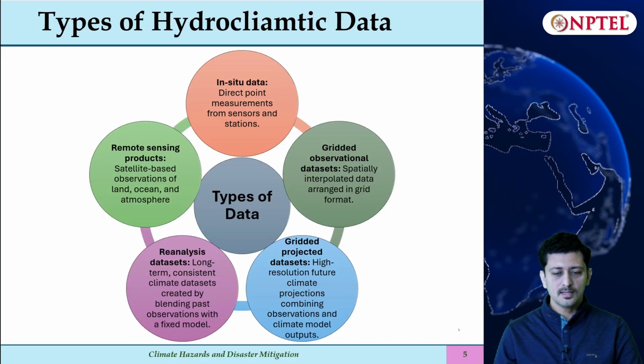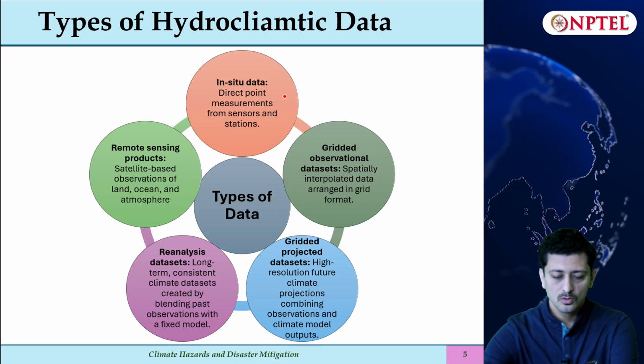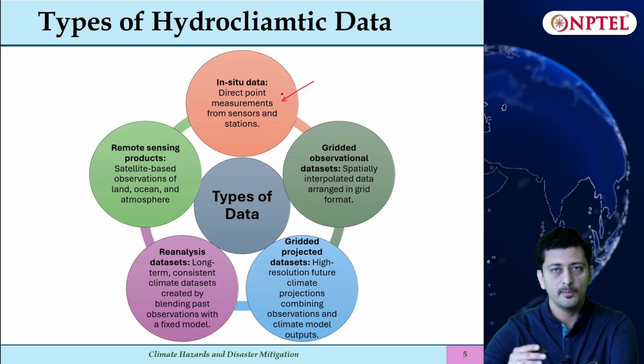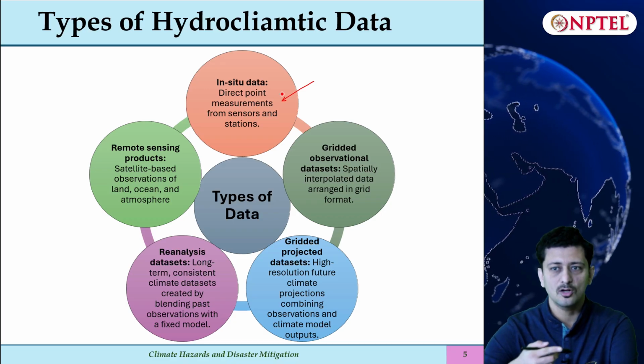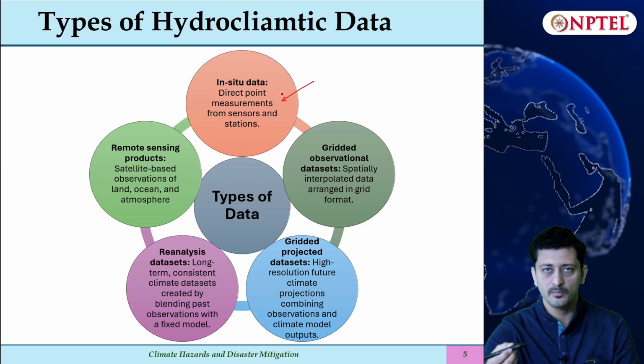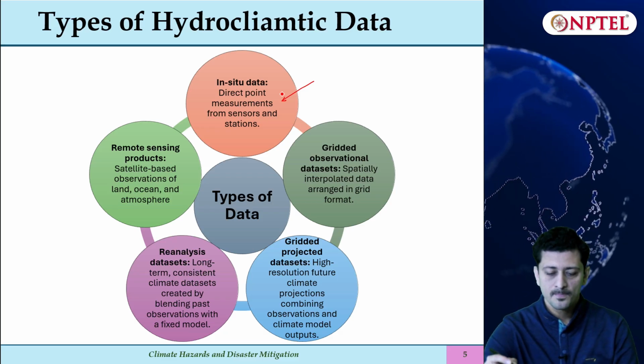So coming to the basic types of data, to start with, we have in situ data. In situ data includes direct point-based measurements. So you have point-based measurements, it can be from a sensor or stations. These point-based measurements can help you get information on rainfall, soil moisture, temperature and other parameters.